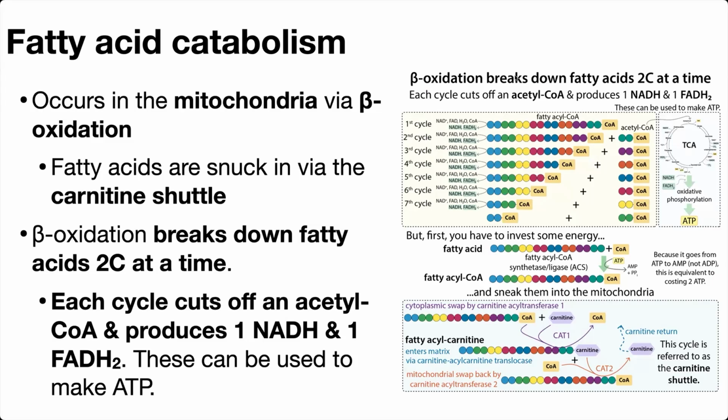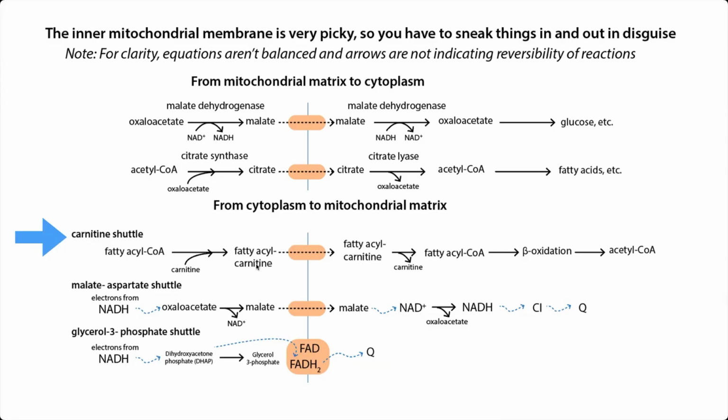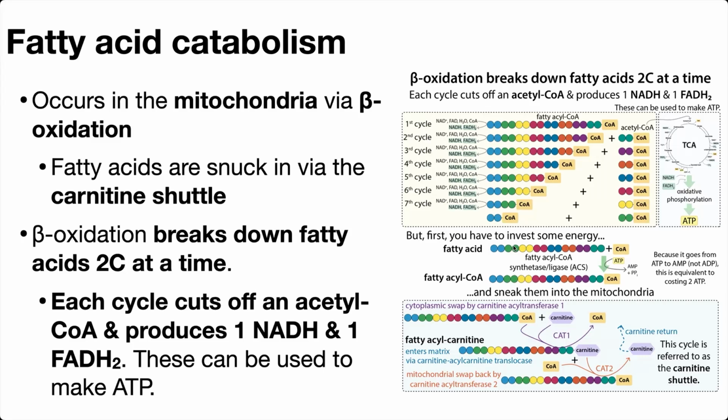The basic process is that fatty acids are going to be snuck in. Another thing that we've got to sneak in, we'll talk more in a minute, but they're going to be snuck in via the carnitine shuttle and then broken down 2 carbons at a time. So we built them 2 carbons at a time, we're breaking them down 2 carbons at a time. So we built them from acetyl-CoA through that malonyl-CoA intermediate, and we're going to break them down into acetyl-CoA. And we're going to be doing this in cycles again.